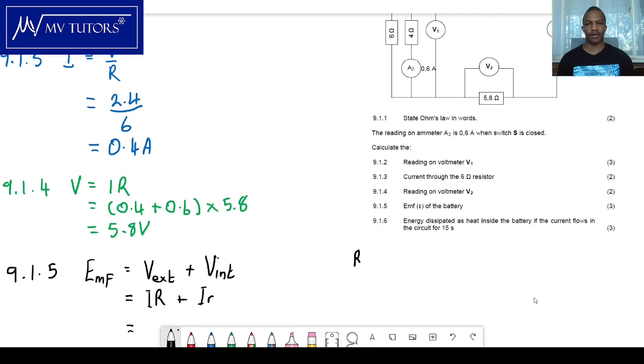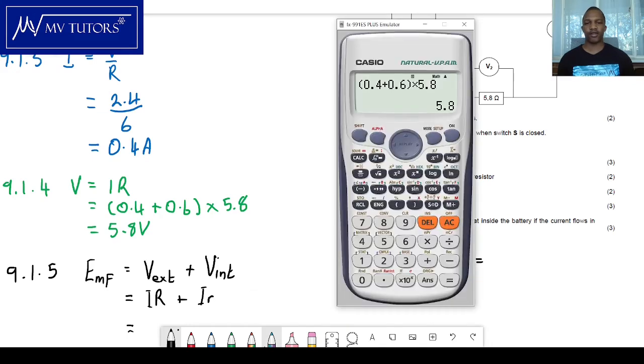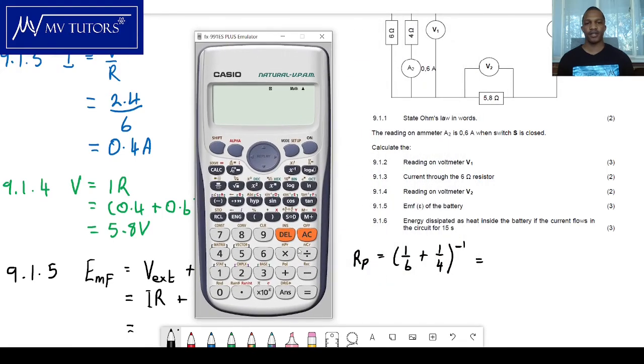So we will say R parallel is equal to brackets 1 over 6 plus 1 over 4. I close that bracket and I say -1. Okay, let me put that in a calculator then. Let's move our calculator this side.